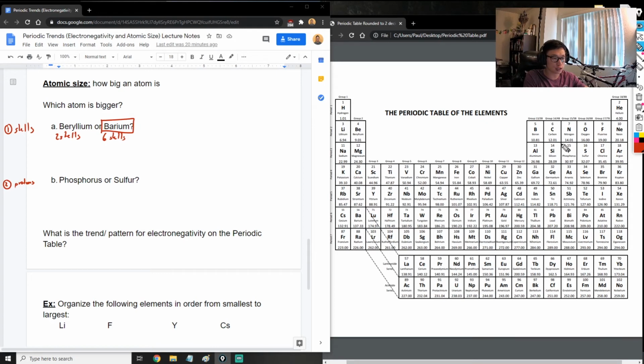So if we look for the elements, we have phosphorus and sulfur, and they're right next to each other. They're best friends. Let's first look at the shells. Phosphorus has 3 shells, because it's on the 3rd row. Sulfur is also on the 3rd row, so it's going to have 3 shells. That means both of them have 3 shells, and they're going to be about the same size, right? Because even if you just draw them, they're going to have 3 shells, similar size.